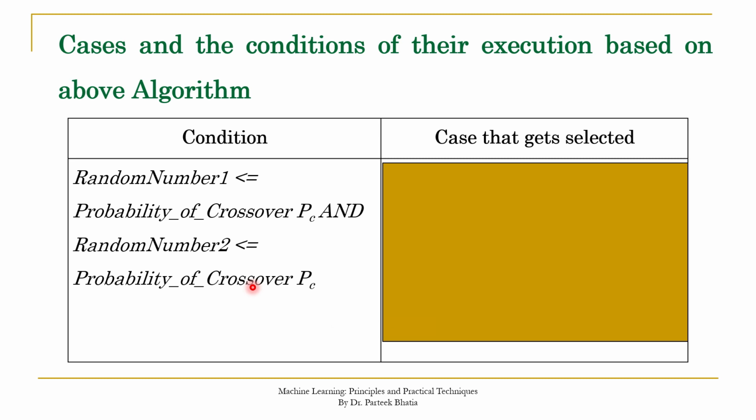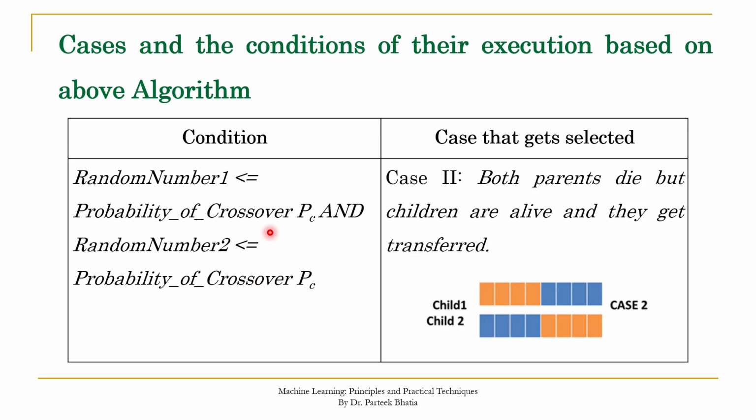So the answer will be child 1 and child 2, because probability of crossover is more than random number. So we know that if probability of crossover is more, then child will be passed. In this case, the next population will have child 1 and child 2.